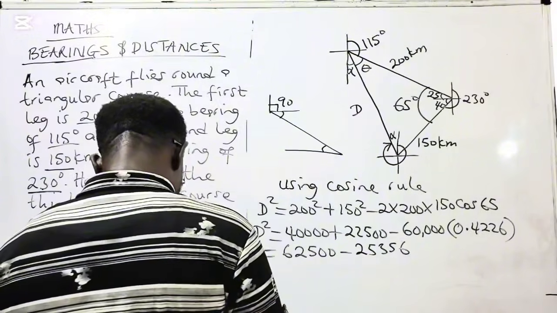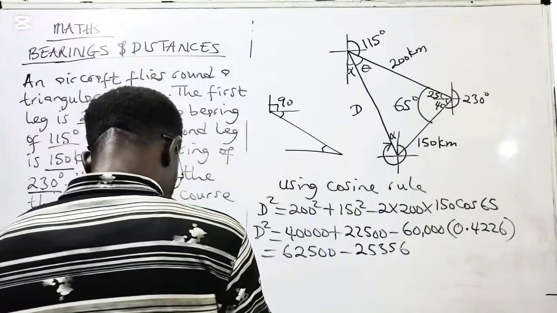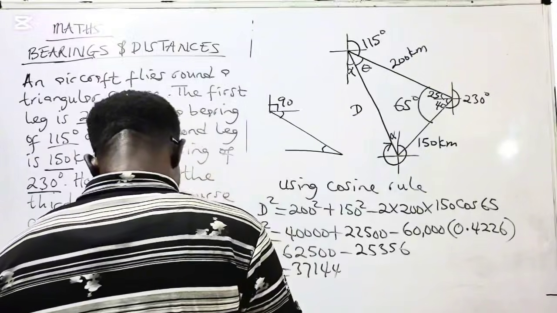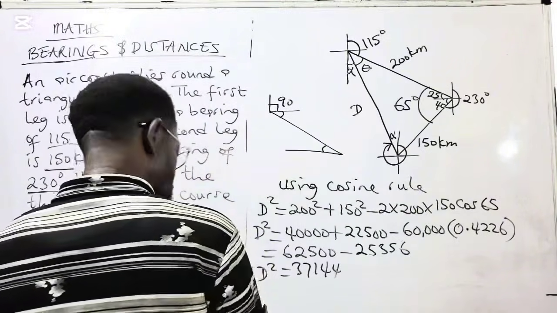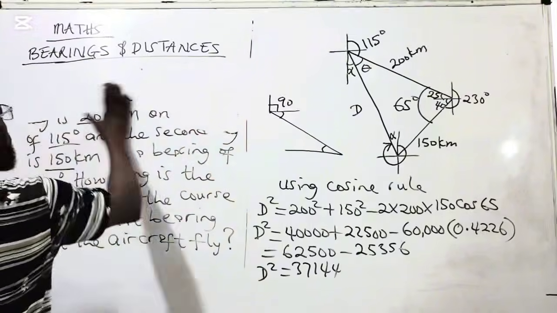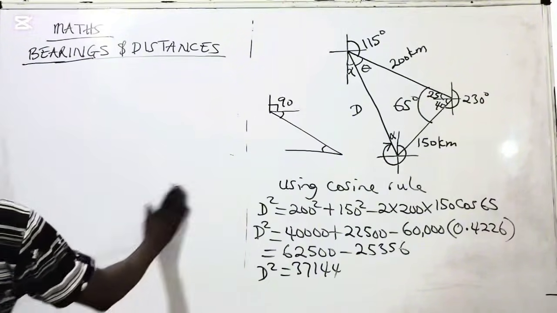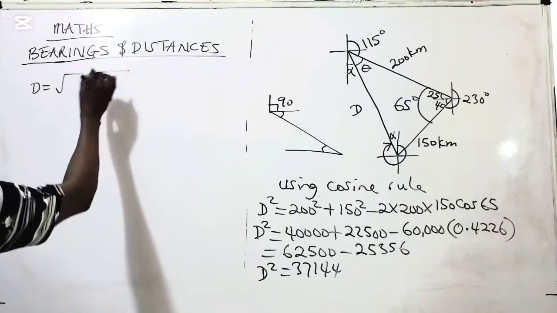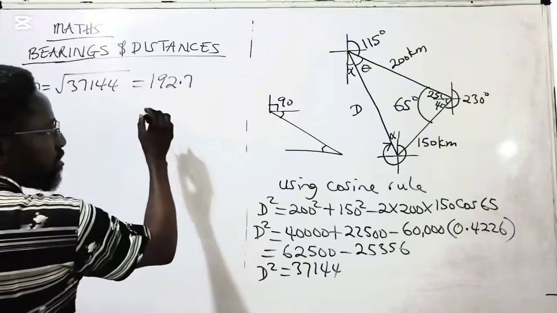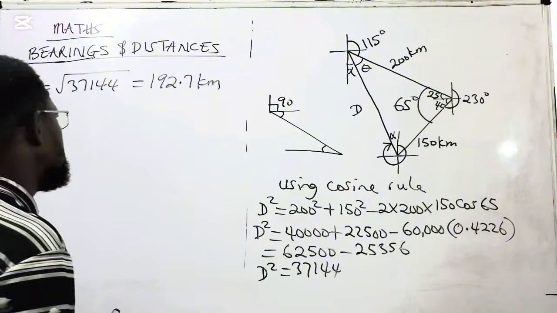62,500 minus 25,356 gives 37,144. The square root of 37,144 will be 192.17 kilometers. I'll approximate that, so I'll get 193.